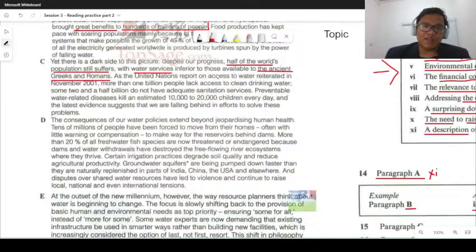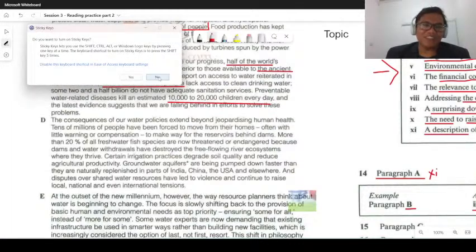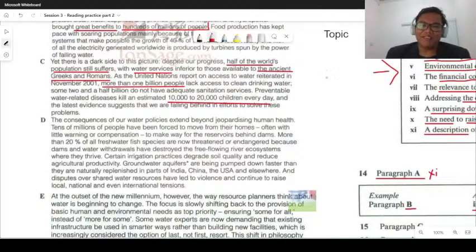As the United Nations report on access to water, and this is the second sentence, reiterated in November 2001, more than 1 billion people lack access to clean drinking water. So this is pretty clear. This is a very bleak paragraph, right? Pretty bleak. Almost everything is negative. If you want to check the last sentence, preventable water-related diseases kill an estimated 10,000 to 20,000 children per day. So officially, this is a very negative paragraph.